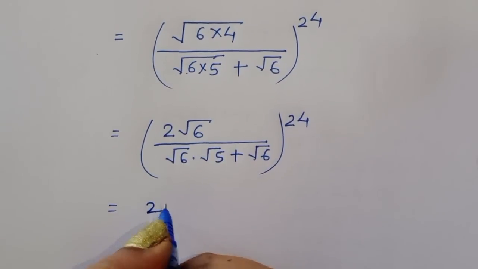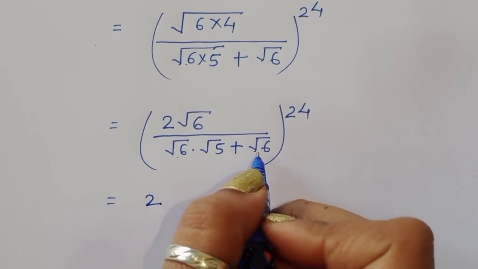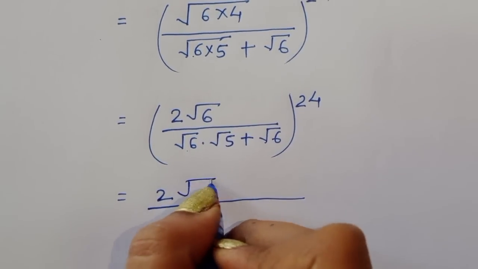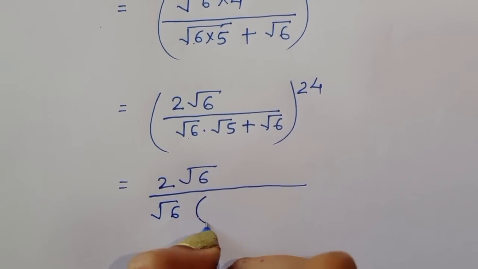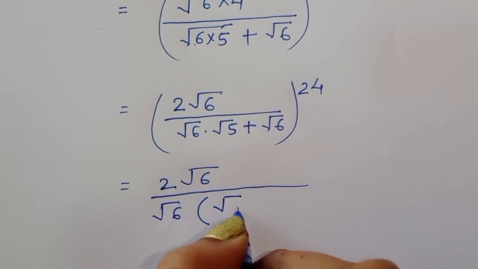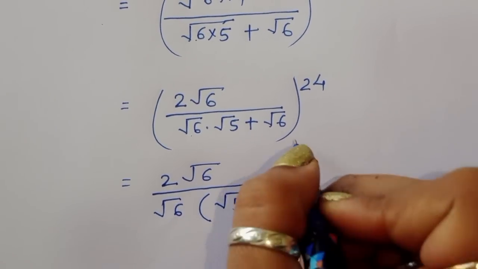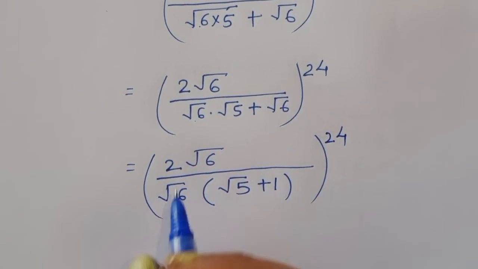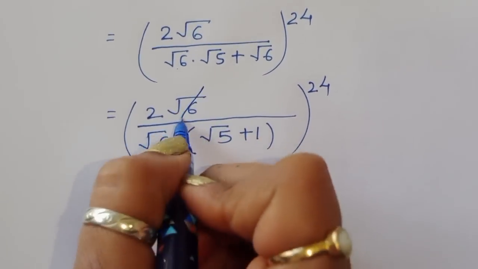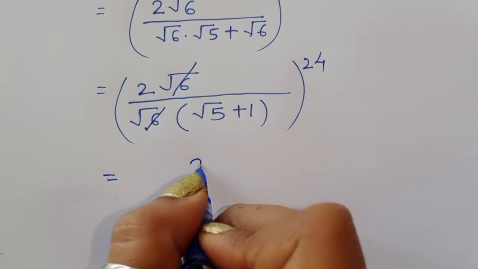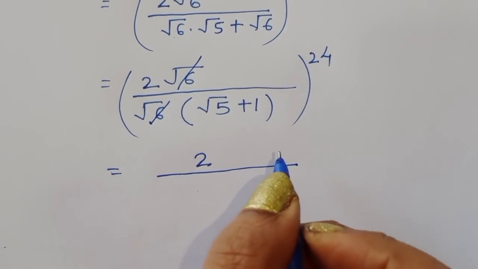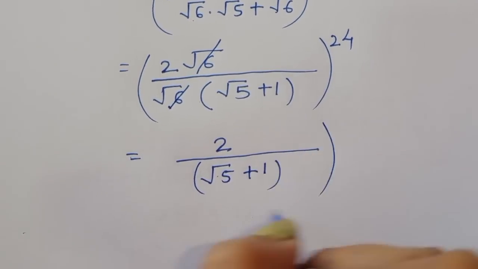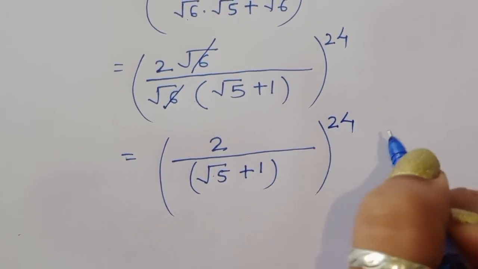Square root of 6 times square root of 5 plus square root of 6, power 24. Now we have square root of 6 in every term, so we take square root of 6 outside, and we get square root of 5 plus 1, power 24. The square root of 6 cancels, and it is equal to 2 divided by square root of 5 plus 1, whole power 24.